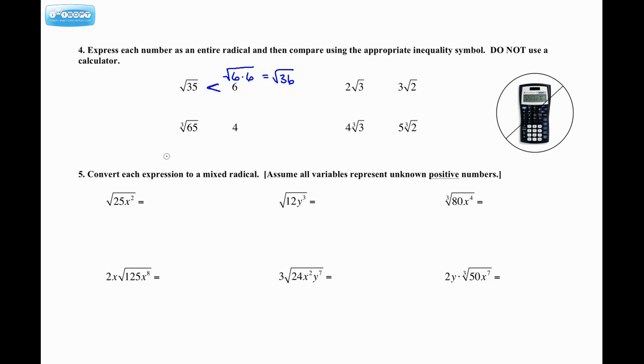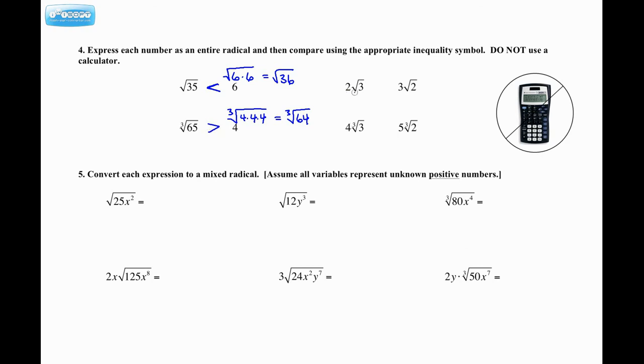Cube root of 65 versus 4. Let's write this as an entire radical. So that just becomes the cube root of 4 times 4 times 4. So I need 3 factors, which is just the cube root of 64. Now they're similar in format, so it's easy to see that 65 is bigger than 64. Perfect.